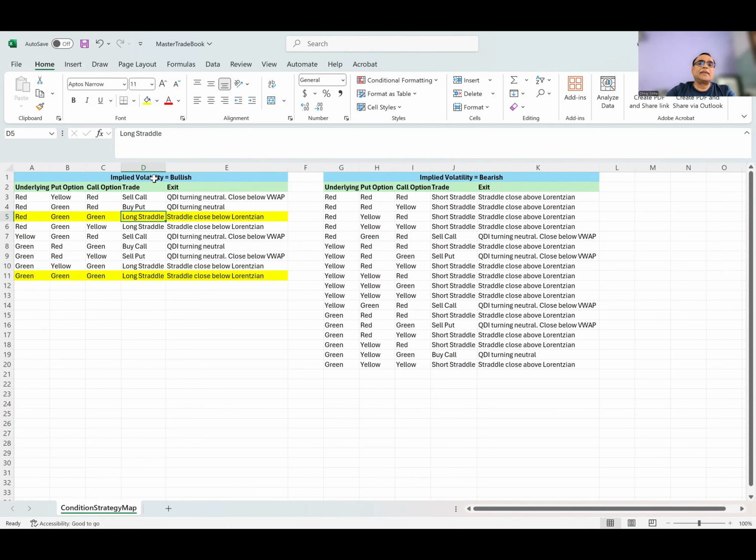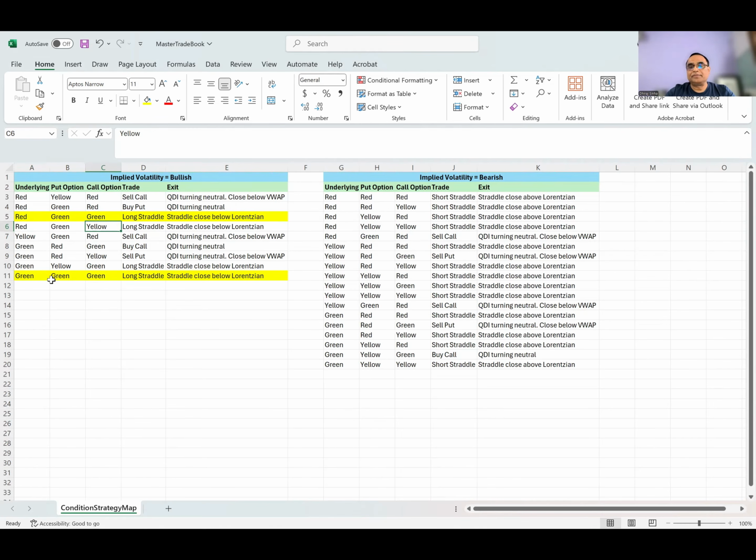So typically, when implied volatility is bullish, Nifty is going down, put option is going up, and call option is also going up. It can happen sometimes, though the probability is low. You would see suddenly there is a fall in the Nifty, and both the option prices are spiking, both the call and the put. That time I would buy a long straddle, and I will exit that long straddle if it closes below Lorentzian.